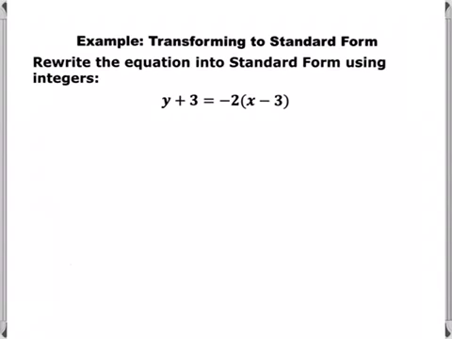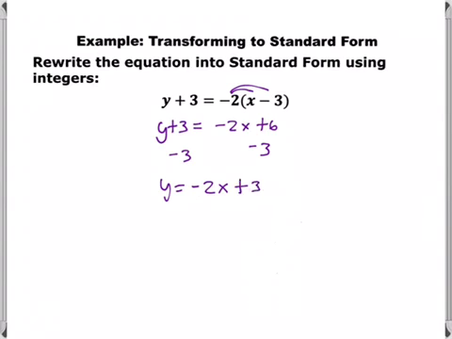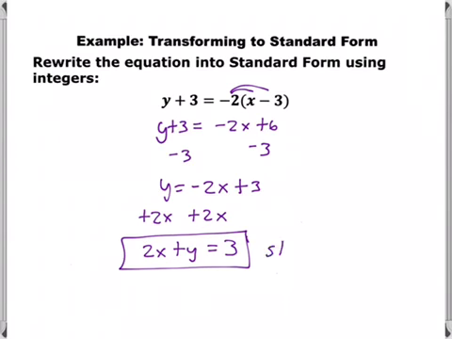All right, same thing in example 3. We want to write this in standard form. In order to write it in standard form, we first have to distribute the negative 2. So we have negative 2x plus 6 equals y plus 3. Then we want to subtract 3 from both sides, and we get y equals negative 2x plus 3. The last thing we need to do is get the x and y on the same side. So we're going to add 2x to both sides to move the x value, and we get 2x plus y equals 3 is our standard form equation.